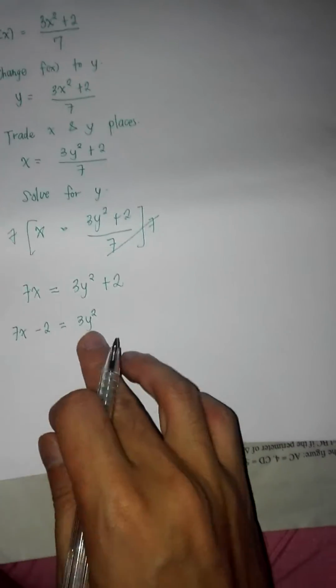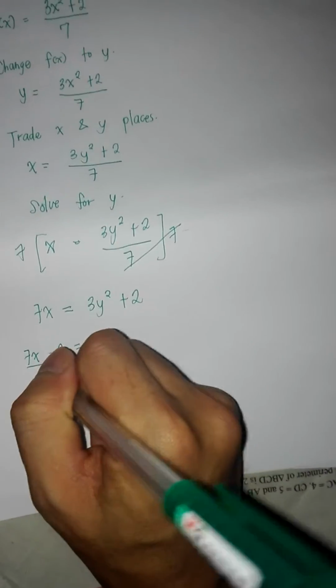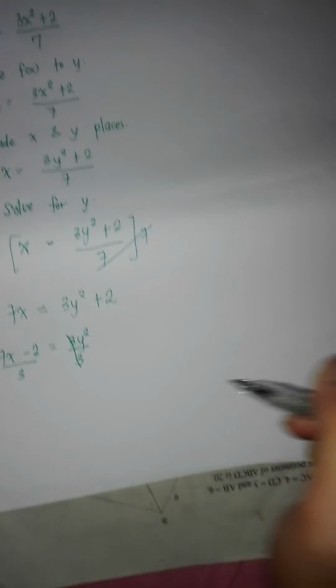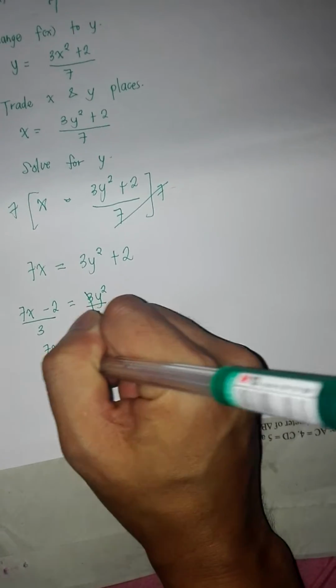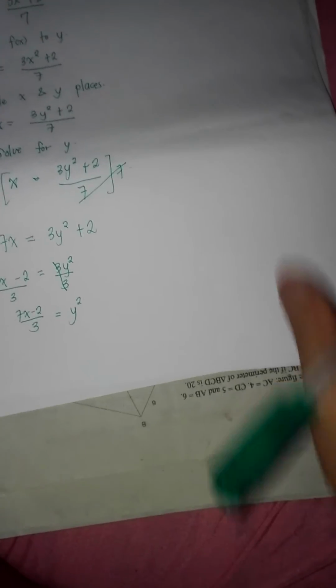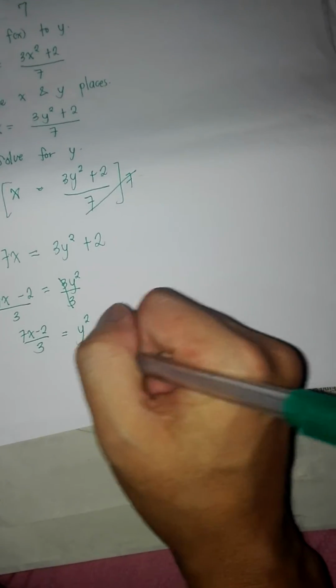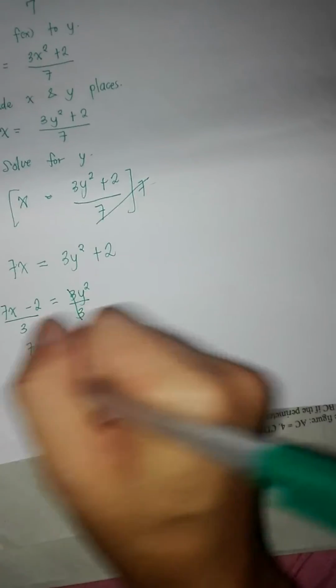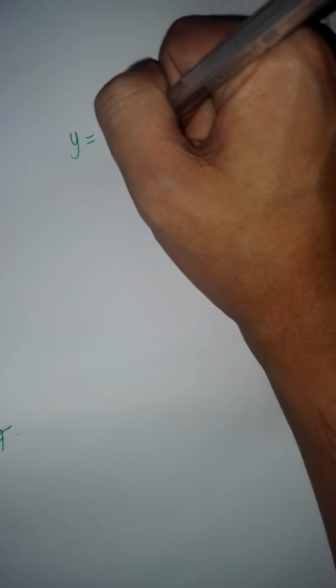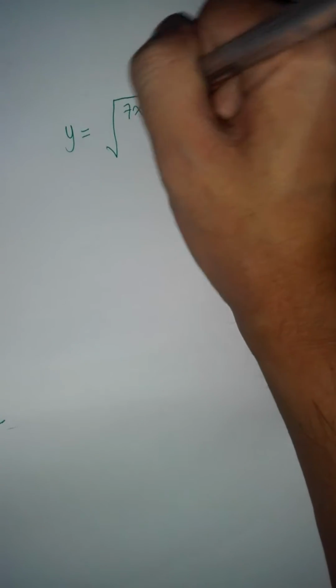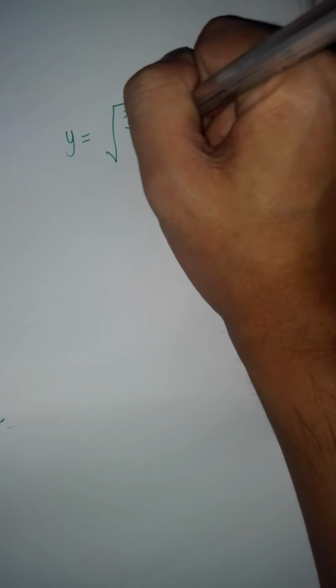Alright? And y squared here has a coefficient, so we will divide everything by 3. This one is cancelled out. And what's left here is y squared equals 7x minus 2 all over 3. And then to get y, I have to get the square root of both sides of the equation. So this one will be cancelled out. Continuing here, I will have y equals the square root of 7x minus 2 all over 3.